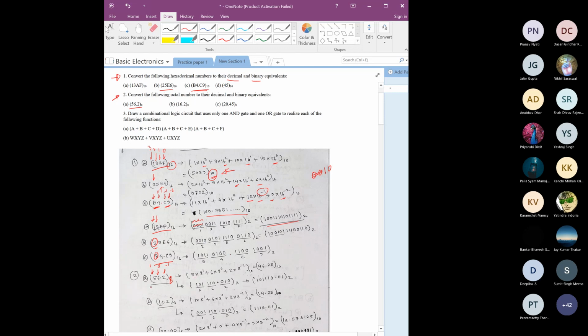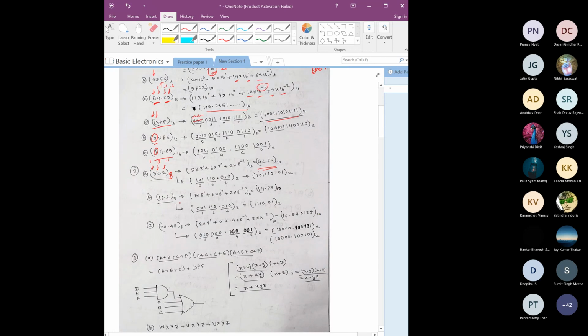So it will be 5 into 8 to the power 1 plus 6 into 8 to the power 0 plus 2 into 8 to the power minus 1. That will give you this decimal equivalent, right? Now if you have to convert it into binary, then for each digit you have to write its binary equivalent, and even though the number is small, you have to write all three digits, right?